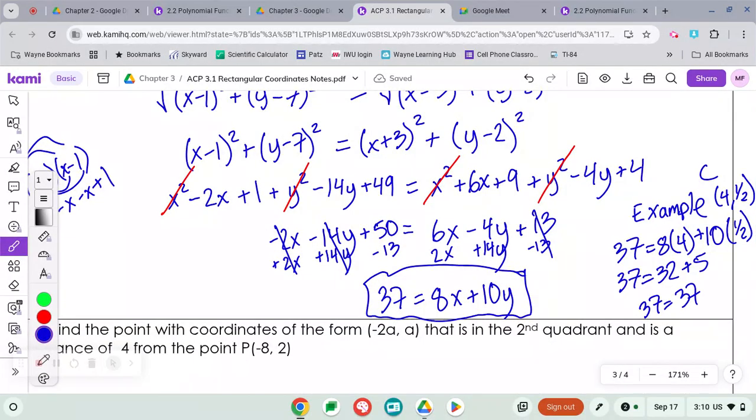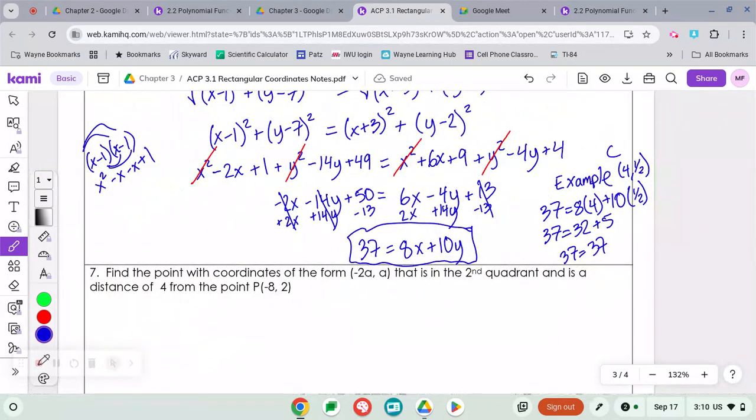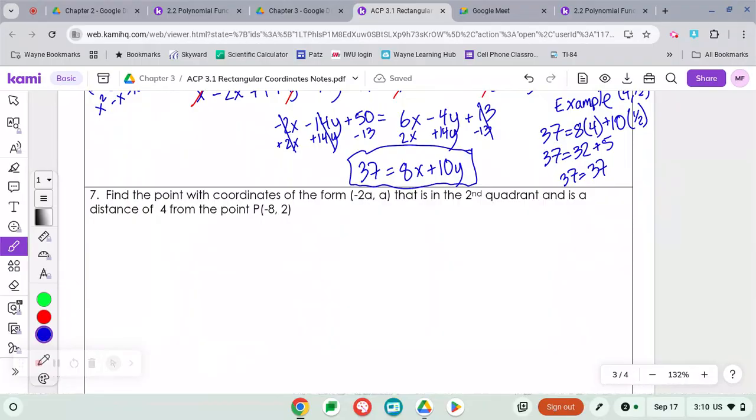All right, example 7 now. Example 7, here it says find the point with coordinates of the form (-2a, a) that is in the second quadrant and is a distance of 4 from the point P, which is (-8, 2). Okay, distance formula again. One thing to remember, second quadrant. So that's somewhere up here, right?